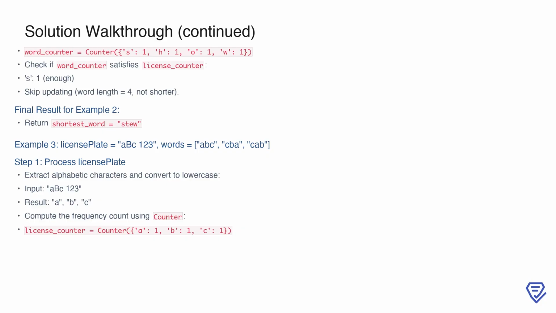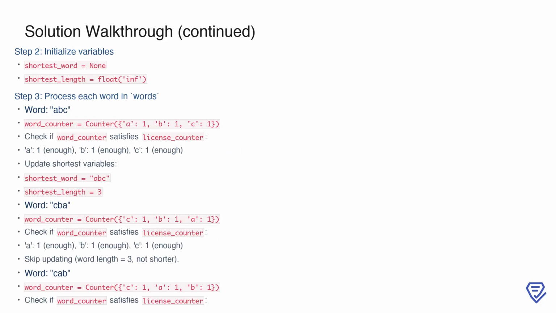For licensePlate equals ABC 123 and words equals ABC, CBA, cab, we start by processing the license plate. Extracting the alphabetic characters and converting them to lowercase gives us a, b, and c. The frequency count is license_counter equals Counter, a1, b1, c1. With the license_counter prepared, we initialize shortest_word as None and shortest_length as infinity. Then we process each word in the words array.